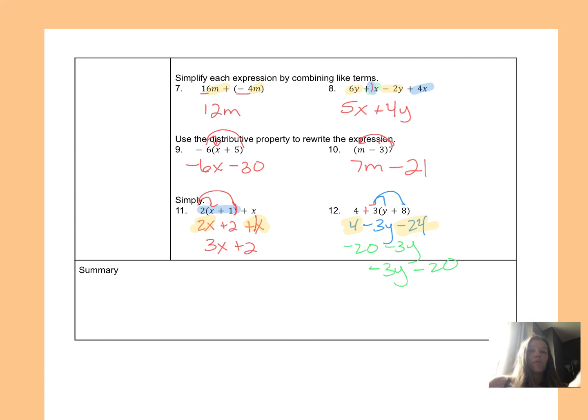So then for our summary, we're just going to make a note that we should do distributive property first, and then combine any like terms if there are some.